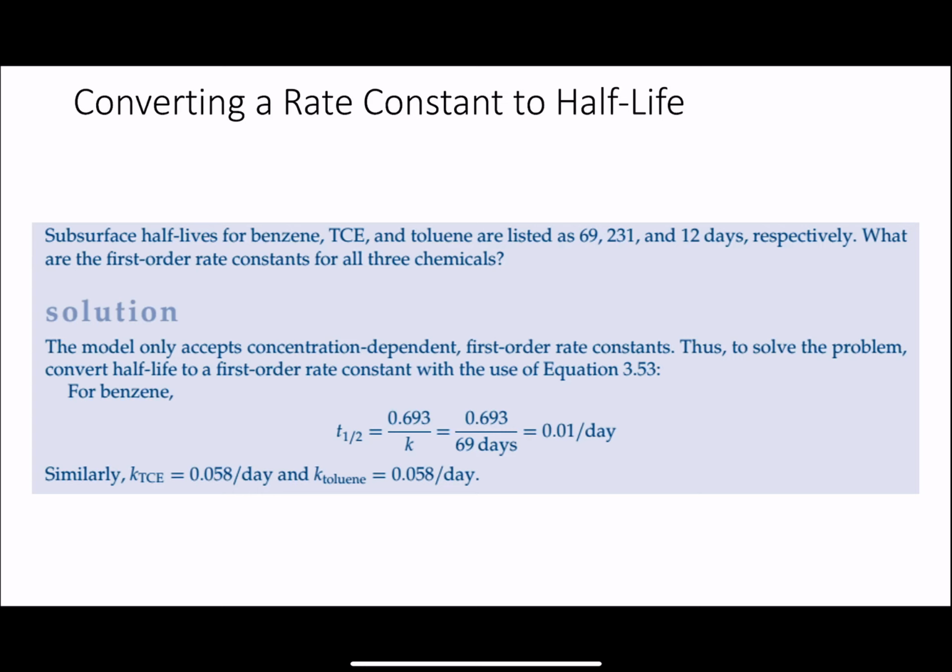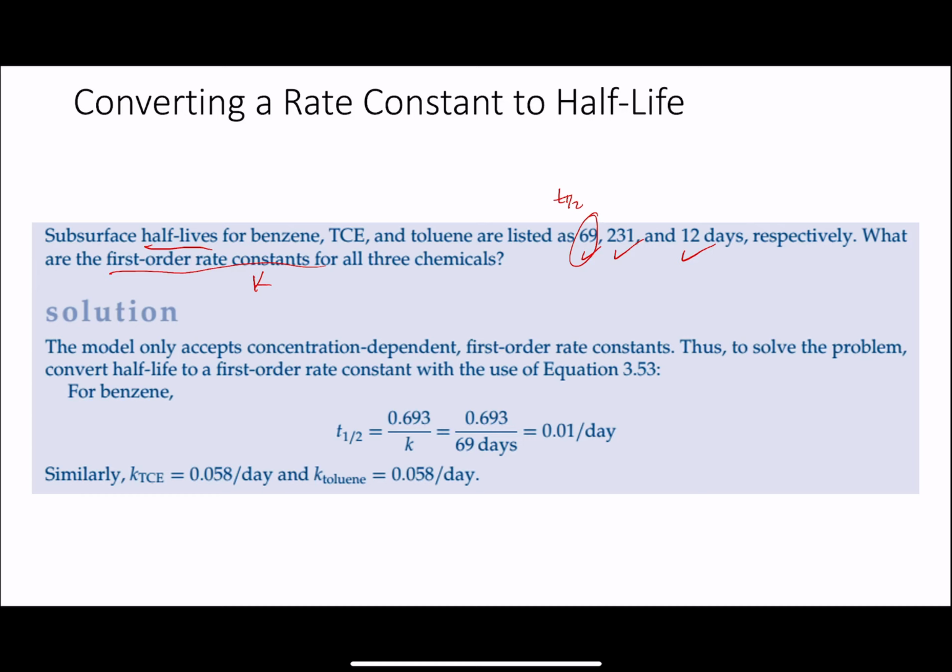Now, let's look at the following examples in order to classify and clarify the reaction rate. Subsurface half-lives of benzene, TCE, and toluene are listed. So he gives you the half-lives for benzene, TCE, and toluene, respectively. We'll do one of them. What are the first order rate constants? He wants to know k, the constant, for each one of them.